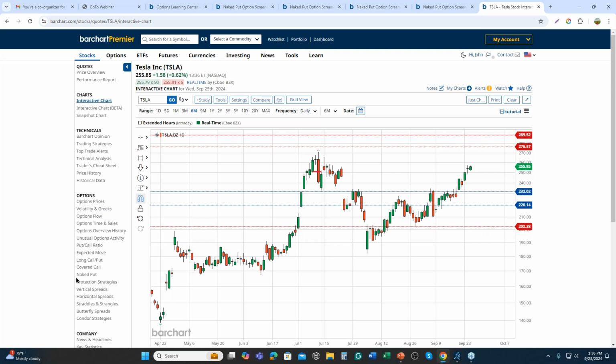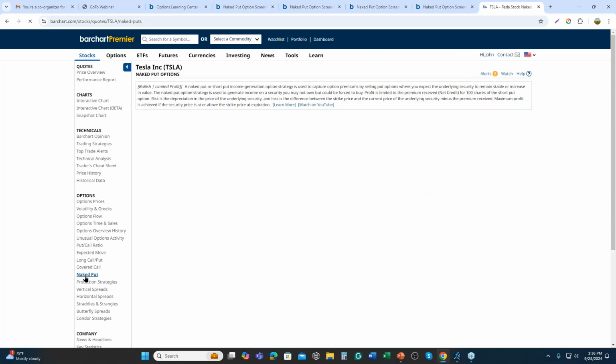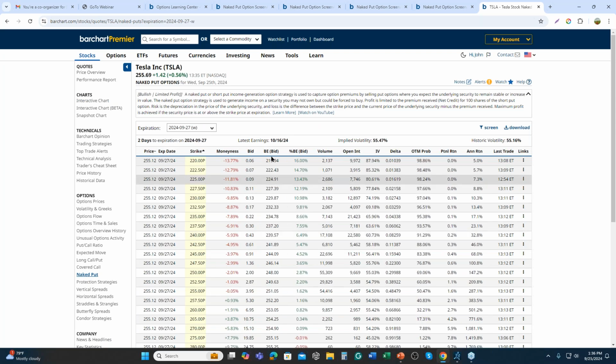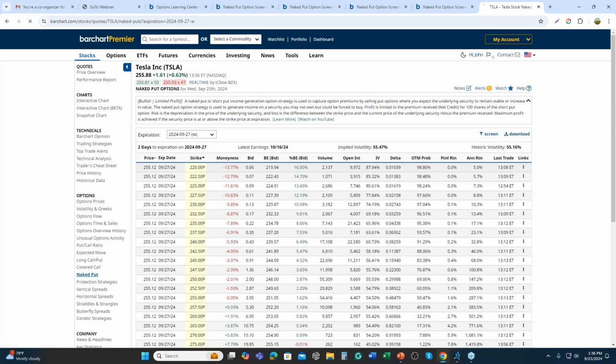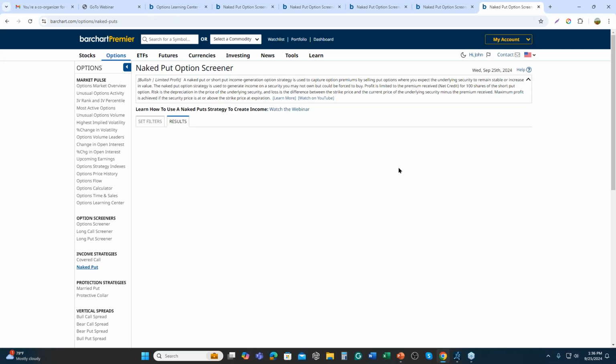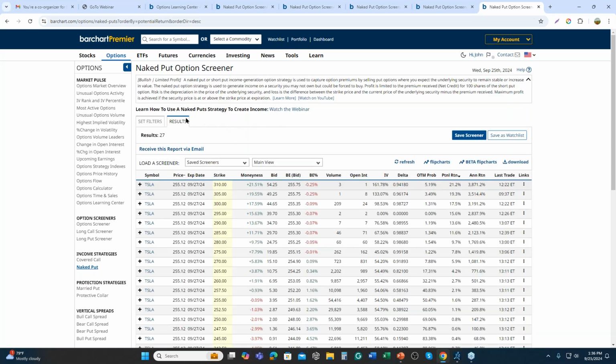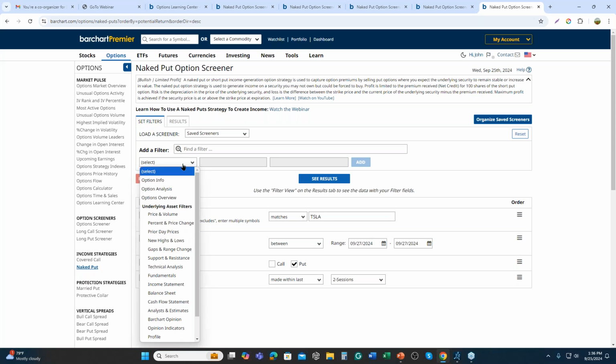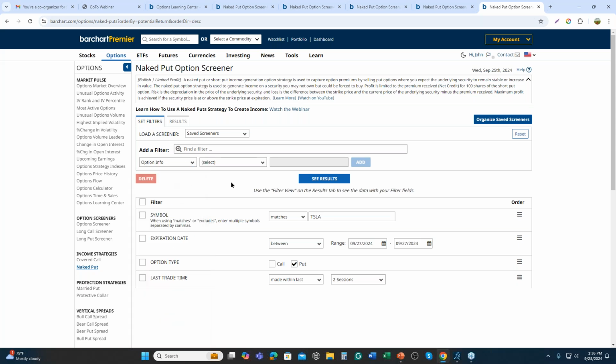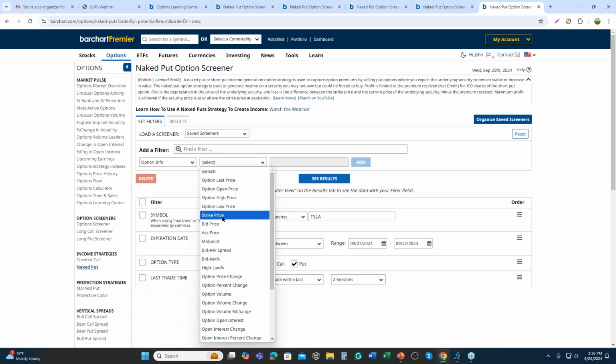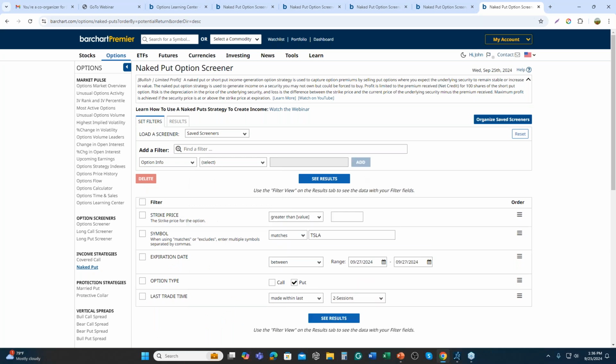Now we're in Tesla. I'm going to go into naked puts, and I'm going to screen on this. I'm just going to add one element and change one element. First I'm going to come in here, and where it says options information, I'm going to pick the strike price and add that. And I want to find values.